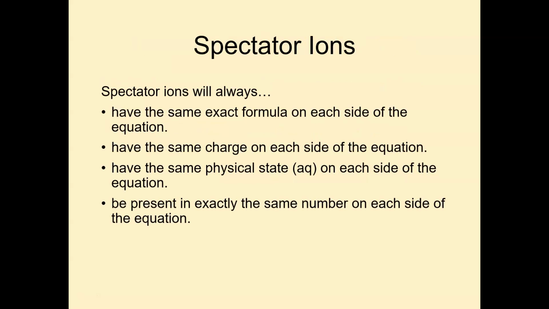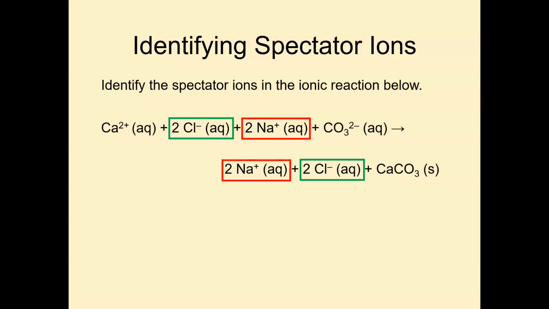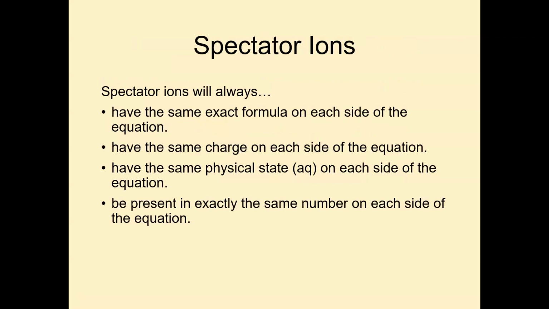Okay, what can we say about spectator ions? They're always going to have the exact formula on each side of the equation. You can see that here. What's inside the green box in each case is identical in both cases. What's inside the red box in each case is identical for both.